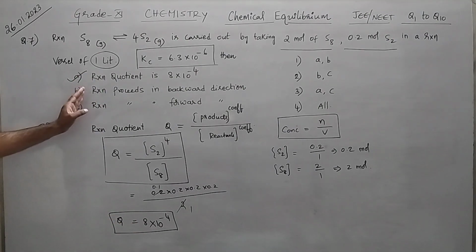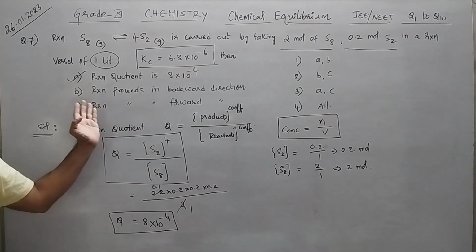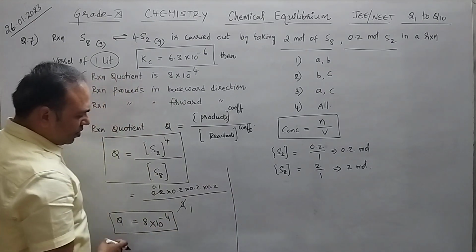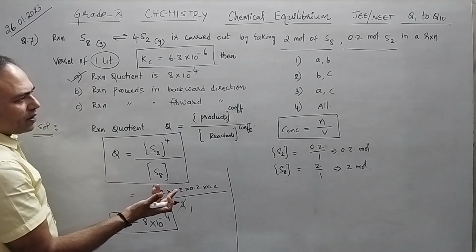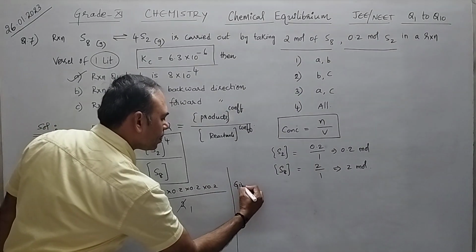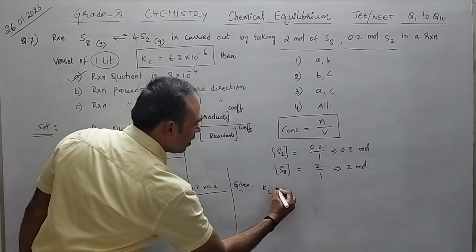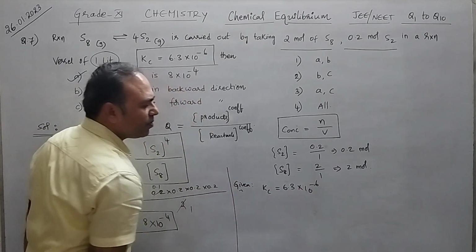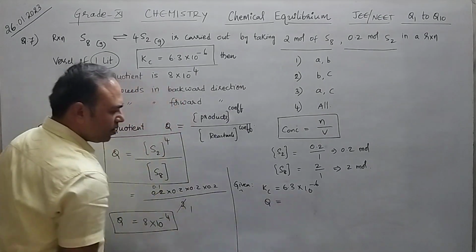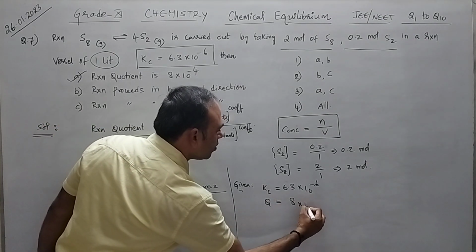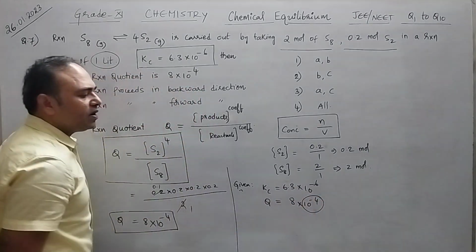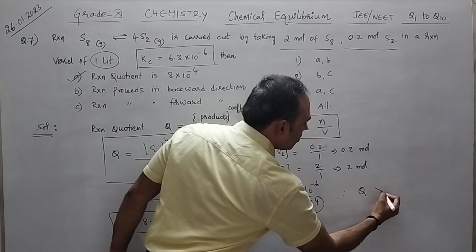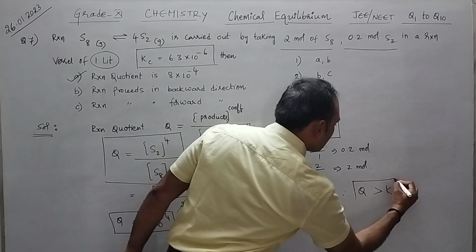Now how to find out whether it proceeds in the backward or forward direction? So we have the relation. So what is that relation? Whether Q is greater or Kc is greater. So given Kc, what is the value of Kc? 6.3 into 10 to the power of minus 6. And how much did you get for Q? 8 into 10 to the power of minus 4. Very easy. So 10 to the power of minus 4 is greater than 10 to the power of minus 6. Therefore, the reaction quotient is greater than the equilibrium constant.